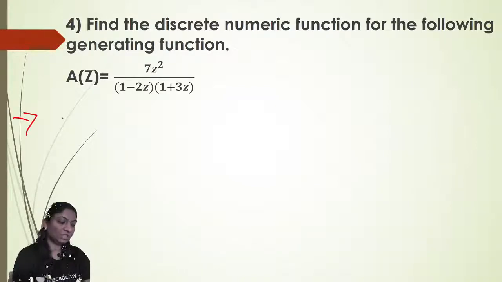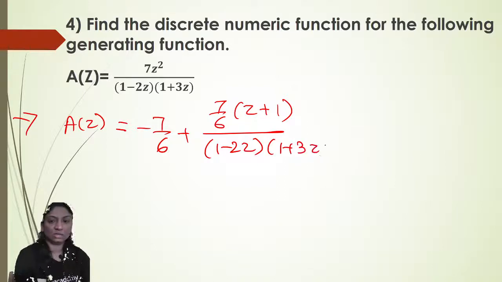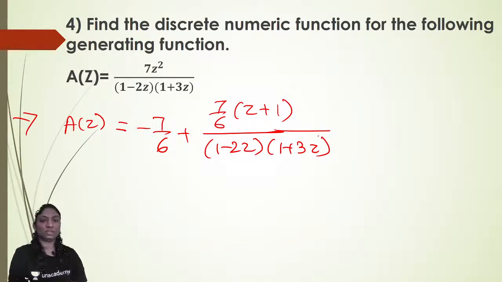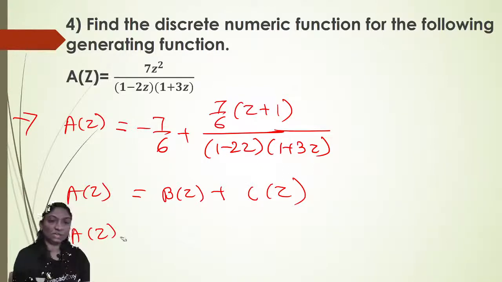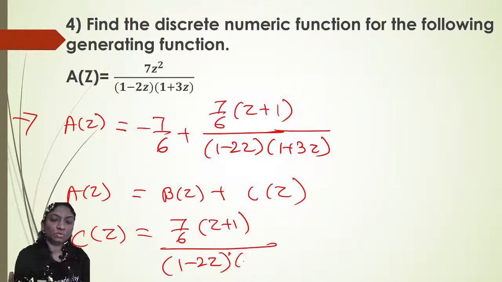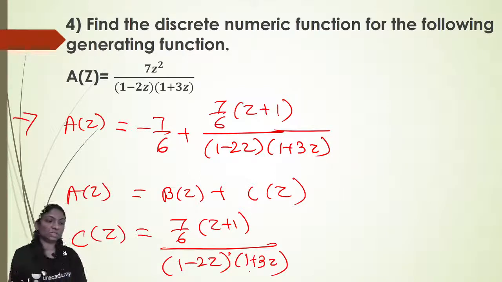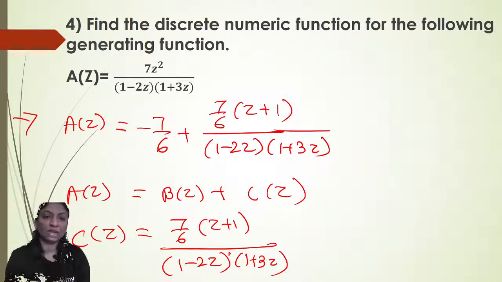Okay. Here A of z is equal to minus 7 by 6 plus 7 by 6 into z plus 1 upon (1 minus 2z) into (1 plus 3z). Finding A and B, we'll get this. So A of z is equal to B of z plus C of z. Here C of z is equal to 7 by 6 into (z plus 1) upon (1 minus 2z) into (1 plus 3z), right? So we will solve this (1 minus 2z) into (1 plus 3z). Okay, so you can calculate the values of a and b and then find out the generating function.